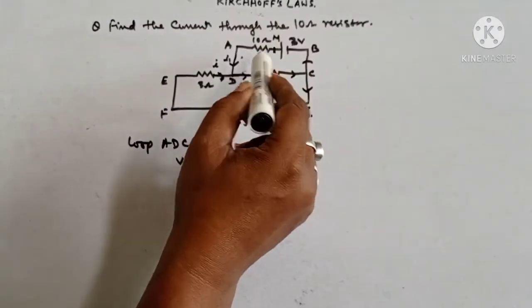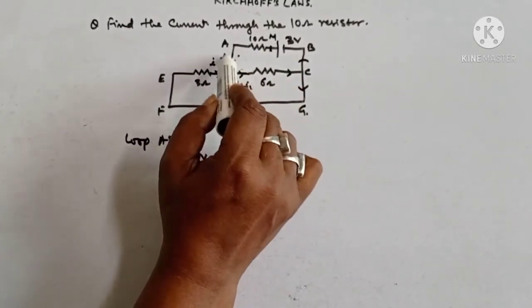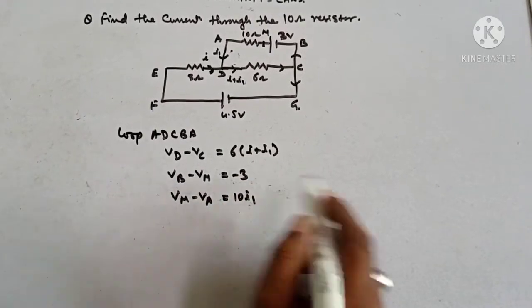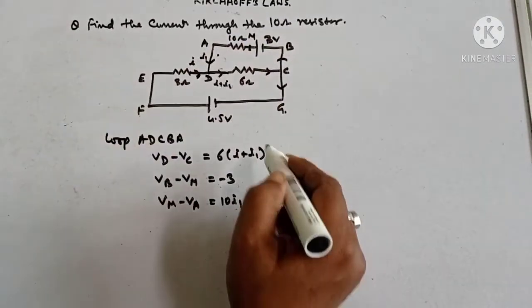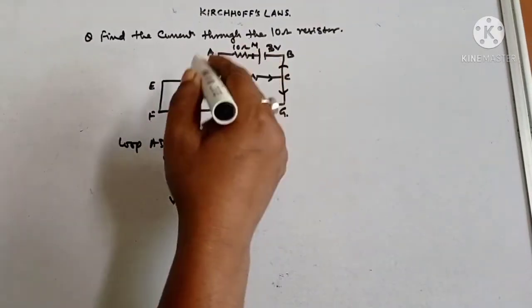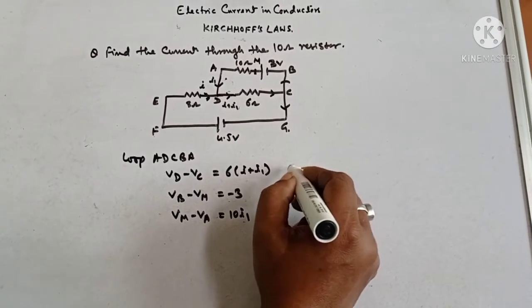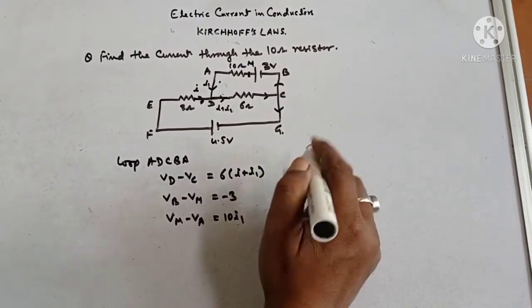I always try to make the current flow in one direction in a loop. Then it becomes easier for you to calculate it. So according to Kirchhoff's law, in this loop the total potential drop will be 0. So this becomes 6.